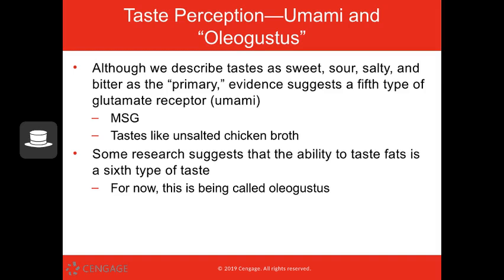So there's also some research that suggests that there's an ability to taste fats, and that would be a sixth type of taste. For now, that's being called oleogustus.